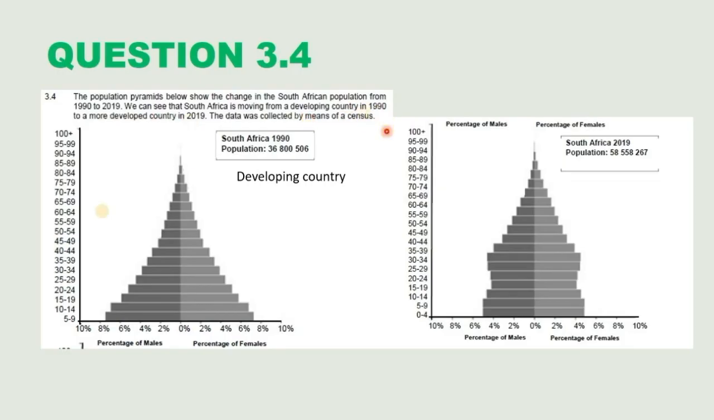So on my left-hand side over here, I will have my developing country, as the birth rate is much higher in comparison to the death rates. And then if we move over to the right-hand side, slowly but surely we're turning into a developed country where there's a larger number of younger and older people that survive and a smaller birth rate. So it's slowly but surely changing into a developed country.